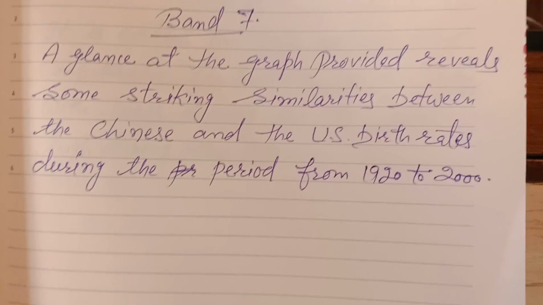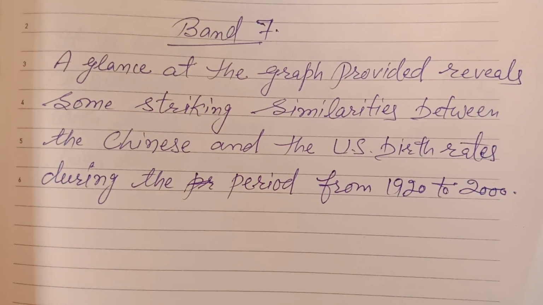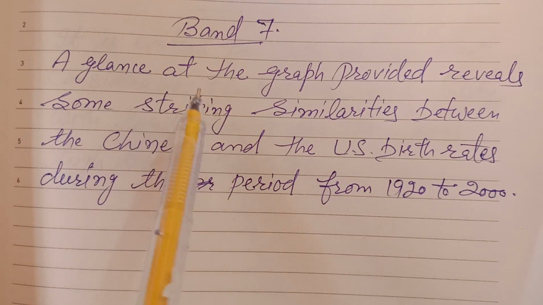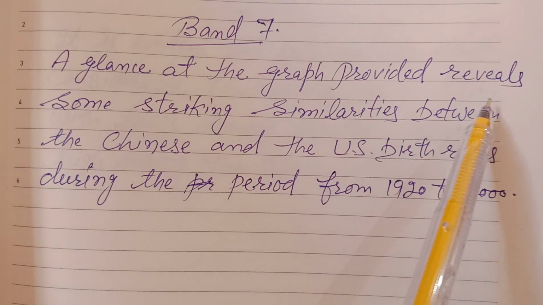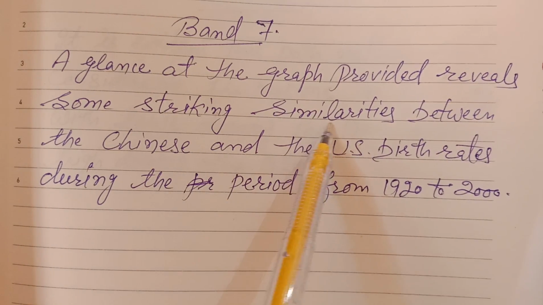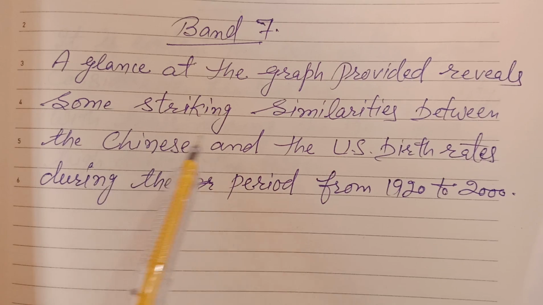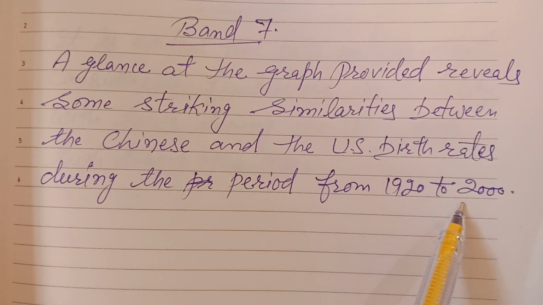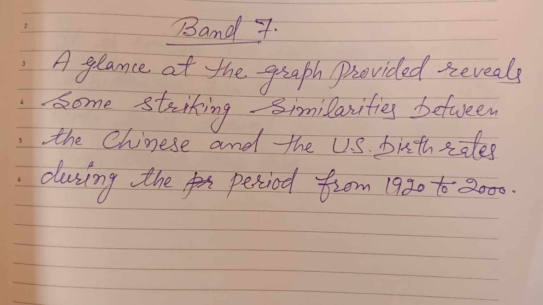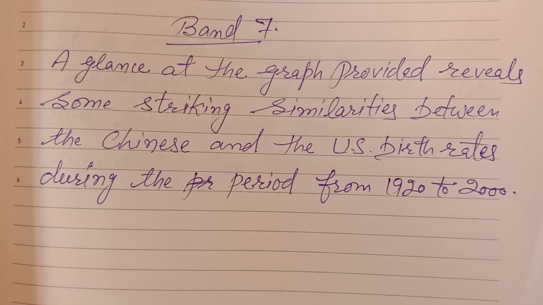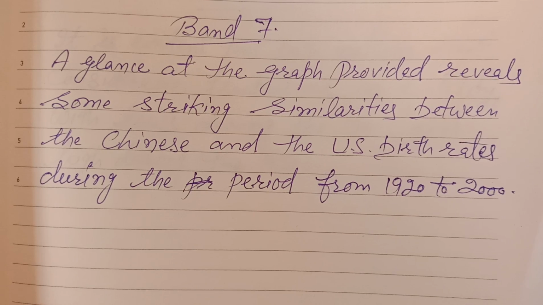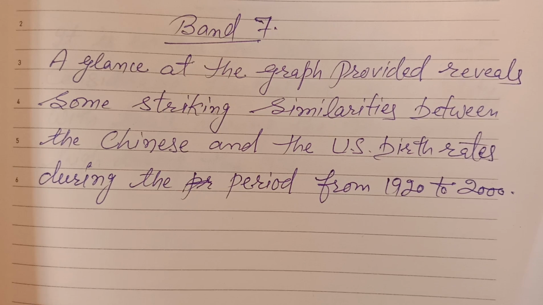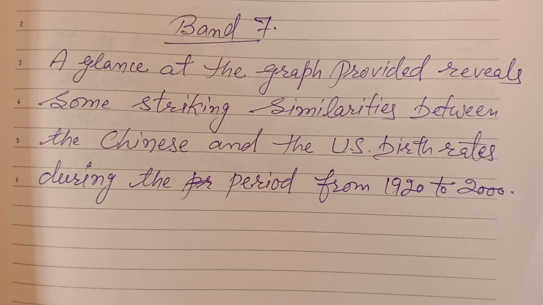Now look at this introduction. A glance at the graph provided reveals some striking similarities between the Chinese and the US birth rates during the period from 1920 to 2000. Such an introduction is worth band 7 because high level vocabulary and high level of sentences are used in this introduction. Let's see one more such example.